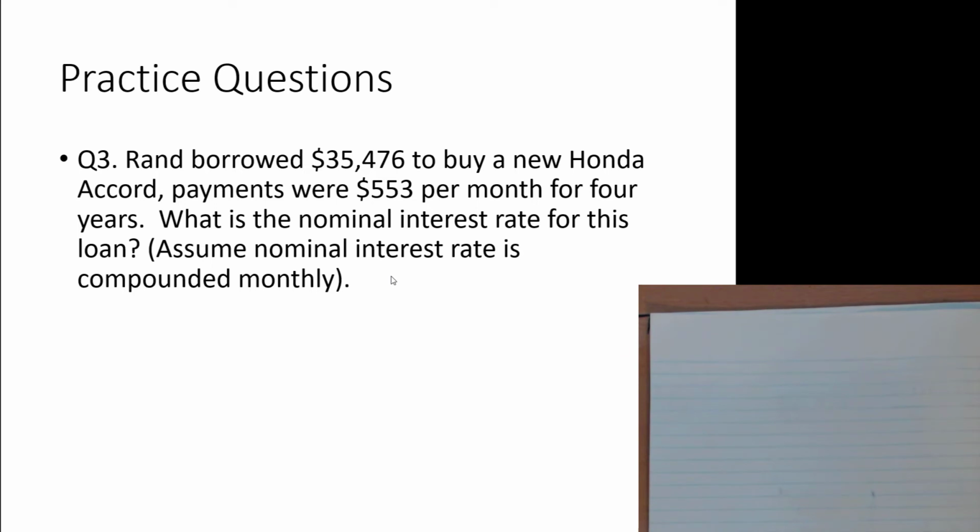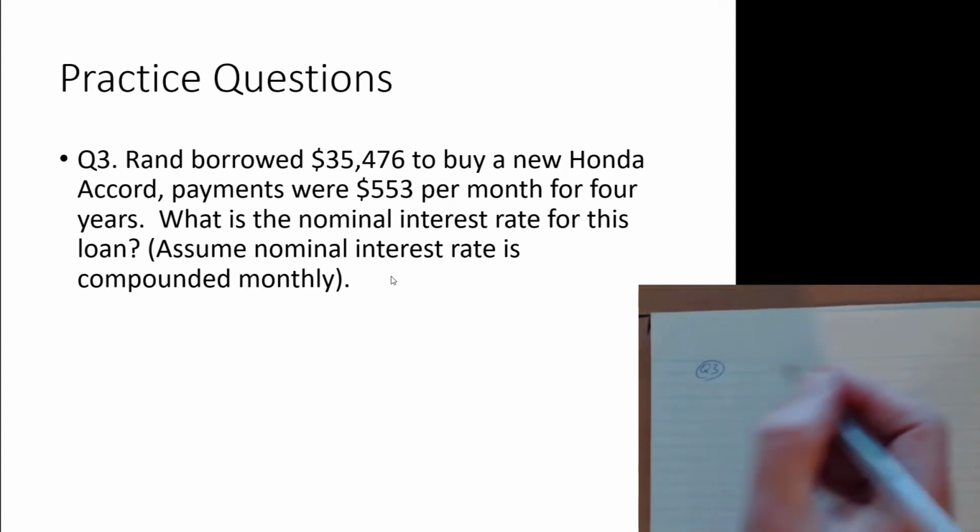Question number 3. So question number 3, Rand borrowed $35,000 and some change to buy a new Honda Accord. Payments were $553 per month for 4 years. What is the nominal interest rate for this loan? Assume that the nominal interest rate is compounded monthly. Okay, so we need that little compounding hint. Otherwise, it becomes a little trickier to solve.